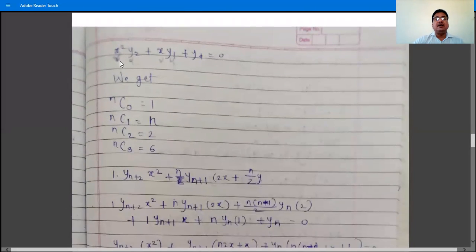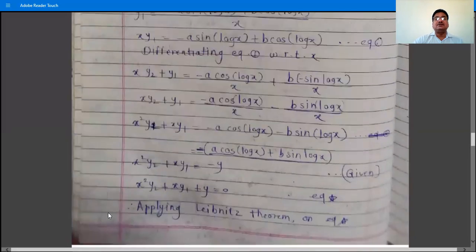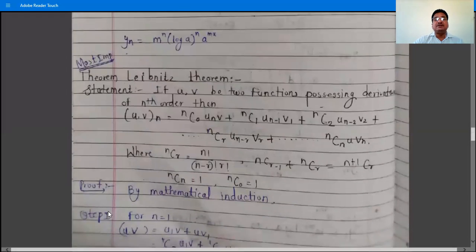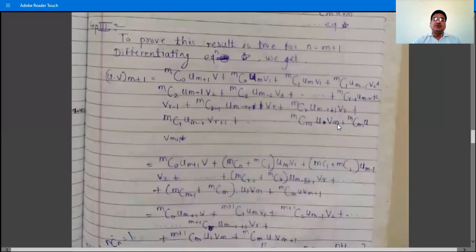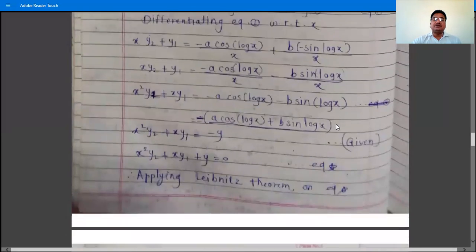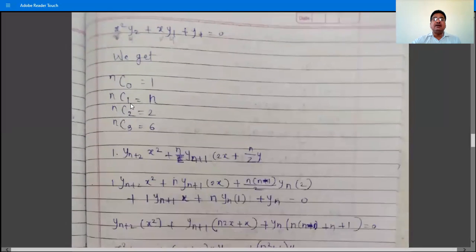And then apply the Leibniz theorem to find the nth order derivative of x square y2. So what are the terms? The terms are this. So what is the Leibniz theorem? This is the Leibniz theorem. The first term is nc0 u n v, then nc1 u n minus 1 v1, nc2 u n minus 2 v2. So these are the terms. The value of nc0 is 1, nc1 value is n, nc2 value is n into n minus 1 by 2 factorial. In this way, the remaining terms. So the terms of the derivative of x square y2 by using Leibniz theorem.